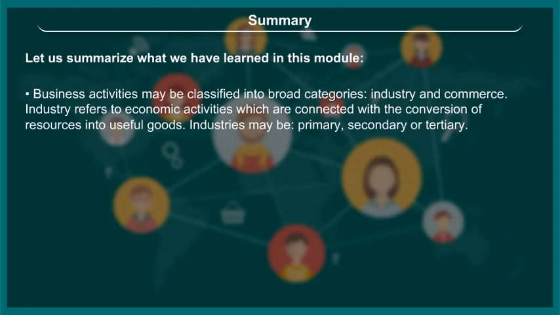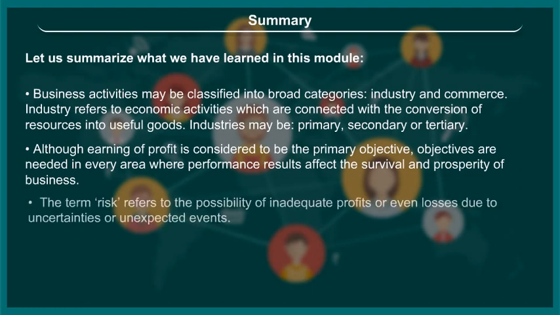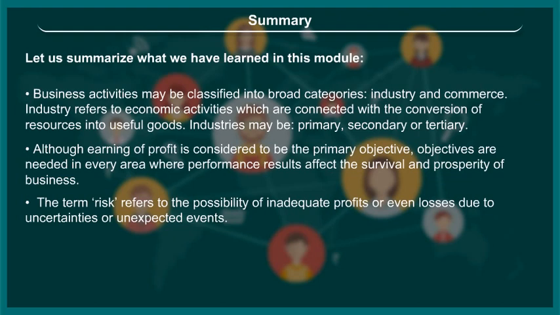Business activities may be classified into broad categories: industry and commerce. Industry refers to economic activities which are connected with the conversion of resources into useful goods. Industries may be primary, secondary, or tertiary. Although earning of profit is considered to be the primary objective, objectives are needed in every area where performance results affect the survival and prosperity of business. The term risk refers to the possibility of inadequate profits or even losses due to uncertainties or unexpected events.